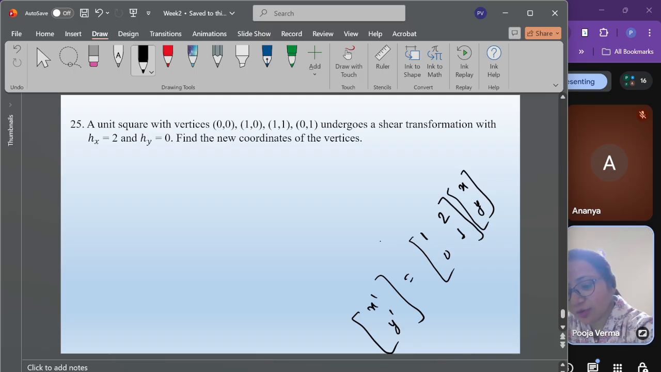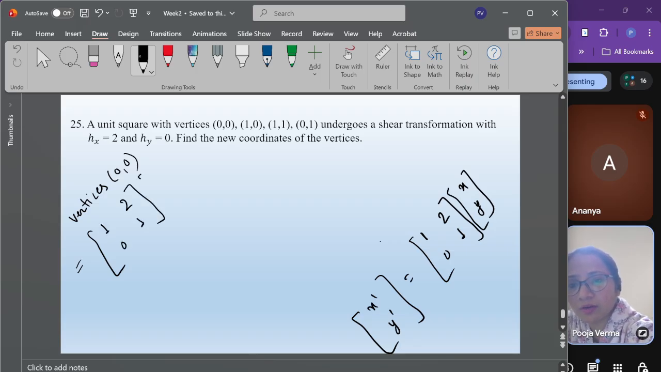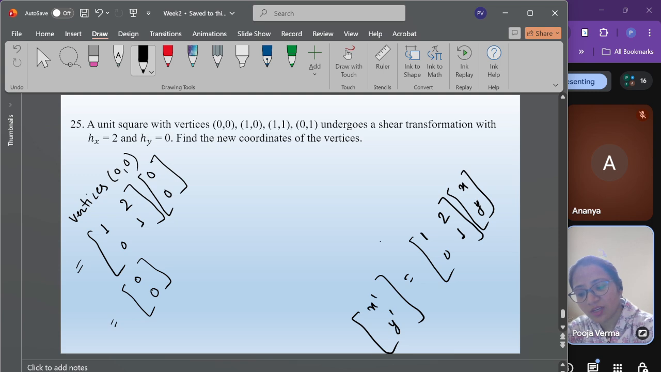So multiply each point. The first point of the vertices is 0 0. So just put in 0 0 with the matrix 1 2 0 1. So what will we get here? All the values will be 0 for the vertex 0 0. So we will find the same coordinates.